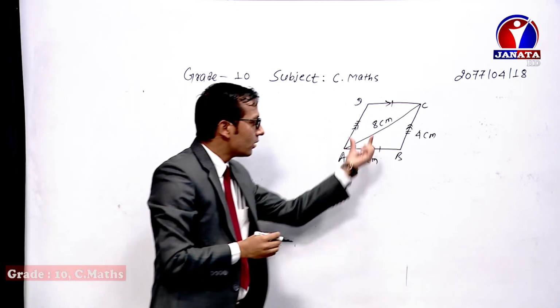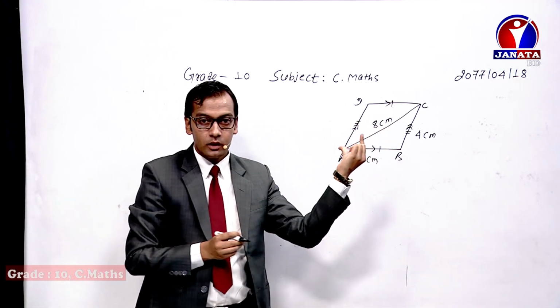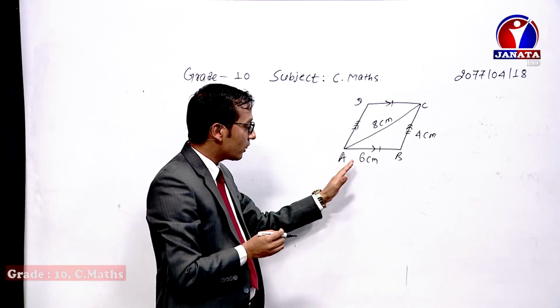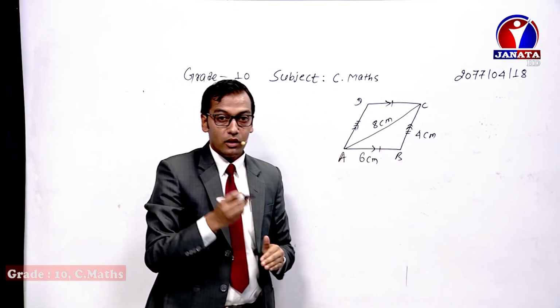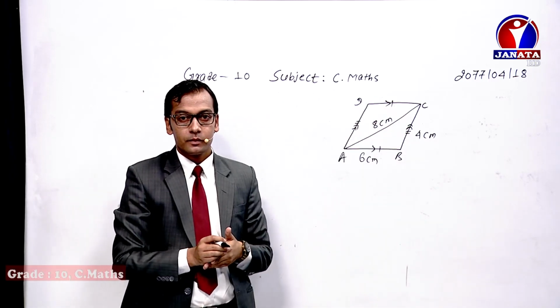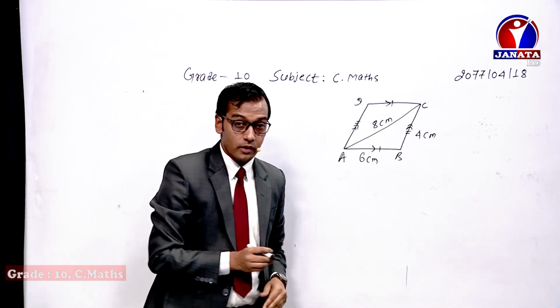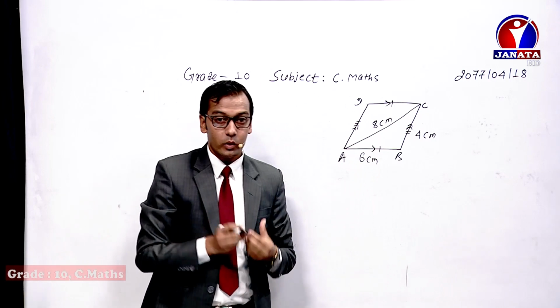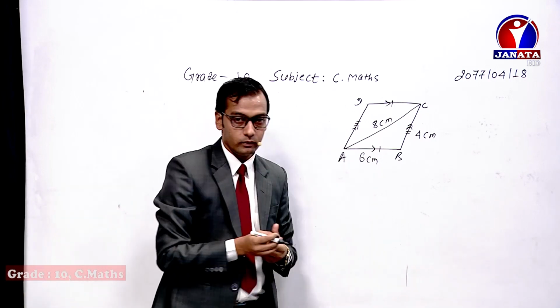So we can see there are two triangles in our parallelogram ABCD. So what are the two triangles here? The lower triangle ABC and the upper triangle ACD. In these two triangles, if we know the area of the first triangle, the lower triangle ABC, we can find the area of this entire figure.